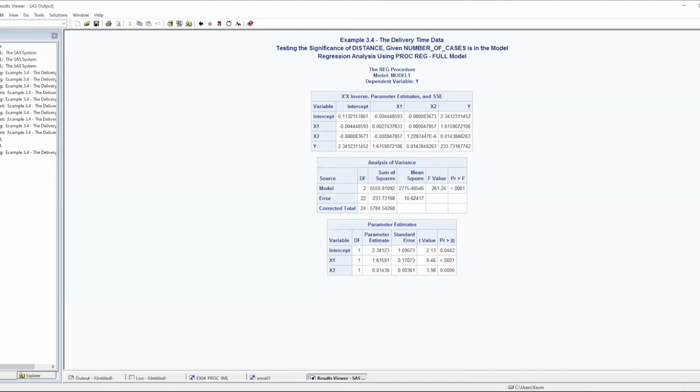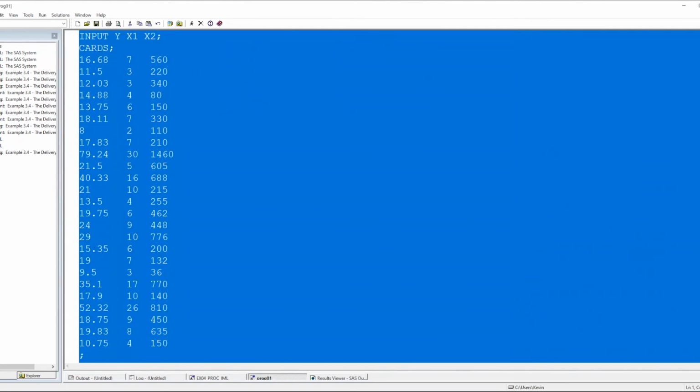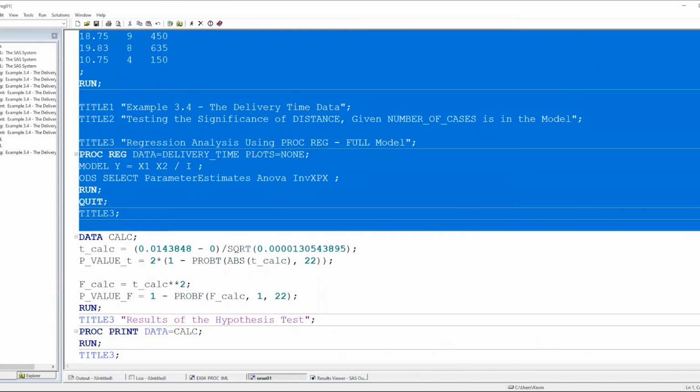Now let's take a look at the rest of the program. You'll notice that I am taking the output from the various pieces: the point estimate, the MSE, and this quantity, and I am creating a new SAS data set by hand to do these calculations.